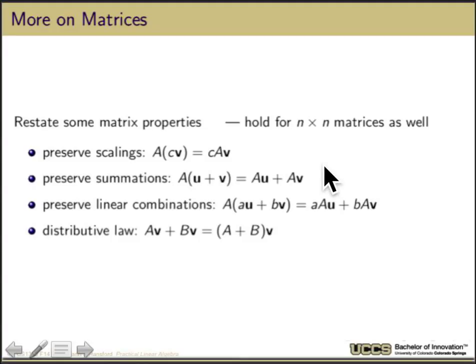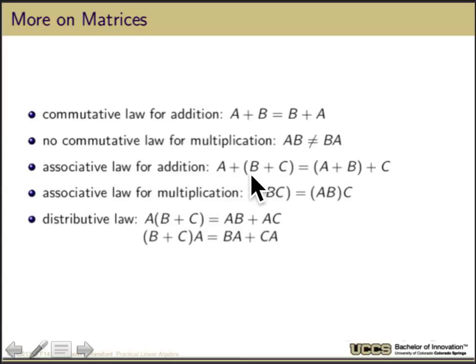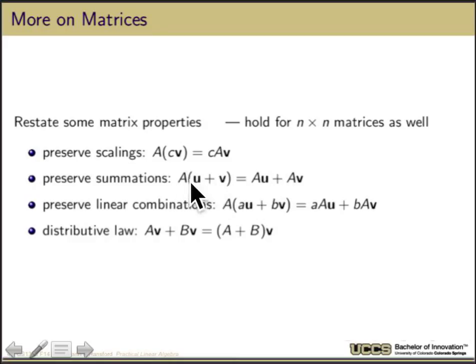So going back, reviewing a bunch of matrix properties, restating some of those that hold for n by n matrices as well. Matrices preserve scaling. A times a scaled vector cV is the same as that scaling c times A times V. They preserve summation, so I can do combinations. A over a sum is distributed. They preserve linear combinations. A times a weighted combination of vectors gives me the weighted combination of the results. Overall, I have the distributive law: AV plus BV is equal to A plus B times V for matrices.